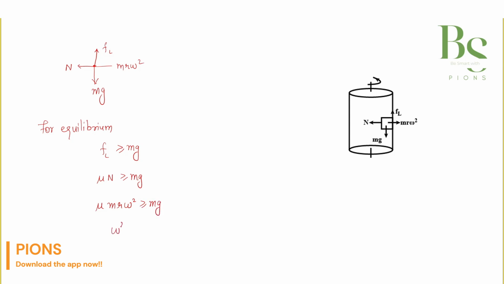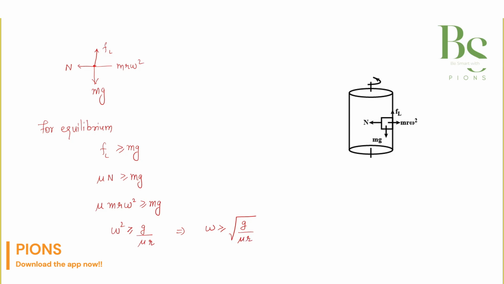Or omega square will be greater than or equal to, m cancels. What are we left with? g upon mu r. This will be our omega square. So, what will be the angular speed of rotation? Omega must be root under g upon mu r. This will be our omega, correct?